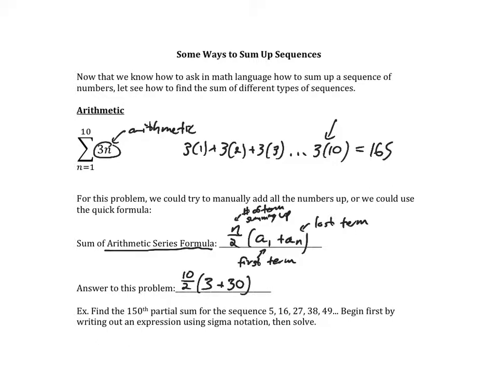That would be 3 plus 30 is 33 times 10 over 2, which is 5. So 33 times 5, guess what? 165. Okay, so it makes it a really much simpler problem if we can do it that way.